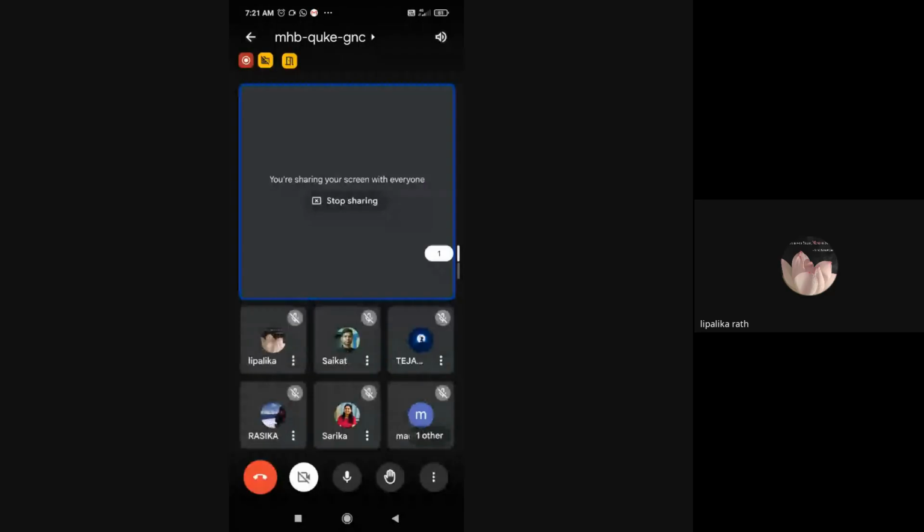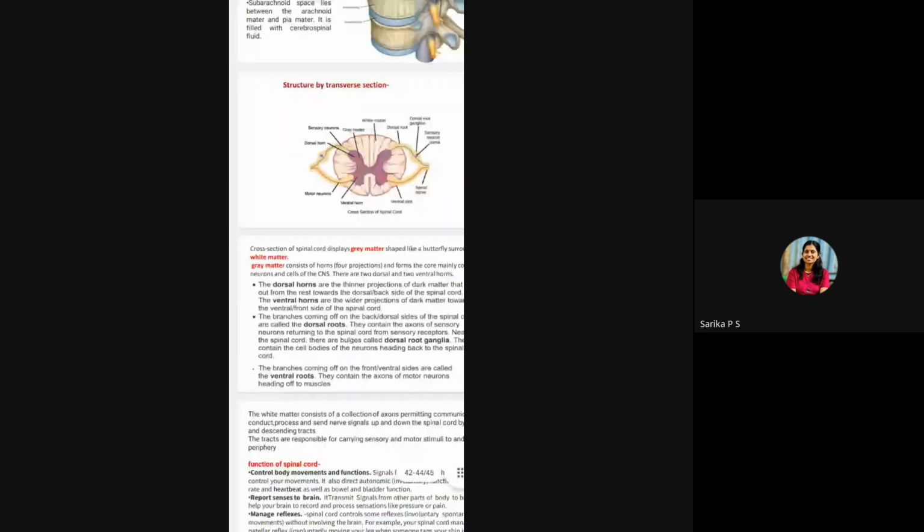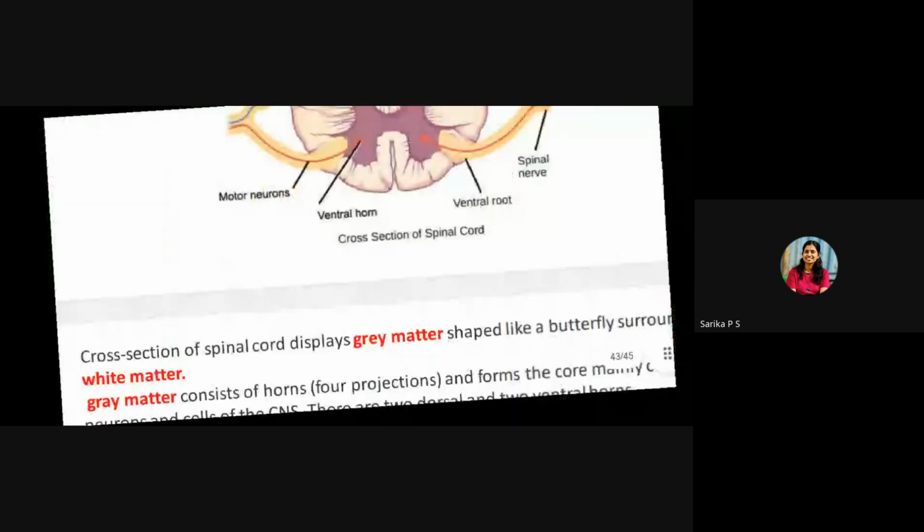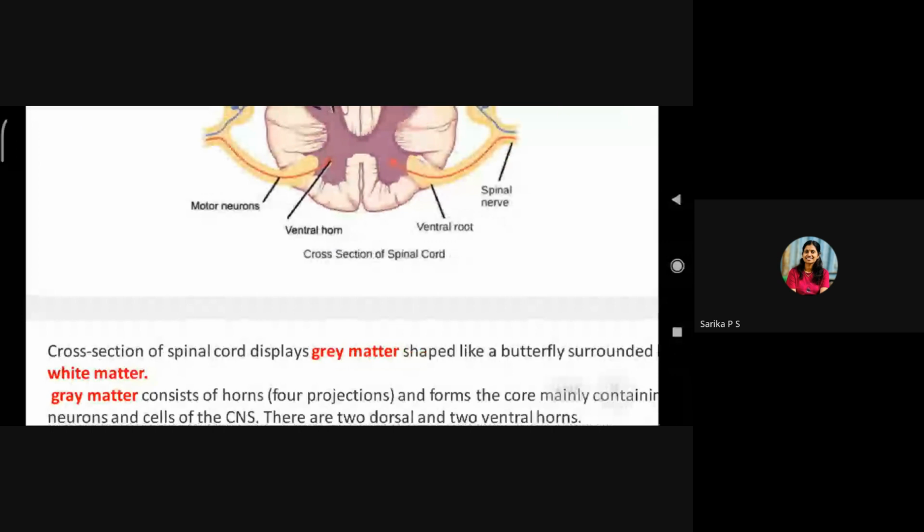So let's start for today. Till where have we covered yesterday? Spinal cord. Not covered, right? Okay. So I hope you can see my screen. Yes, ma'am.